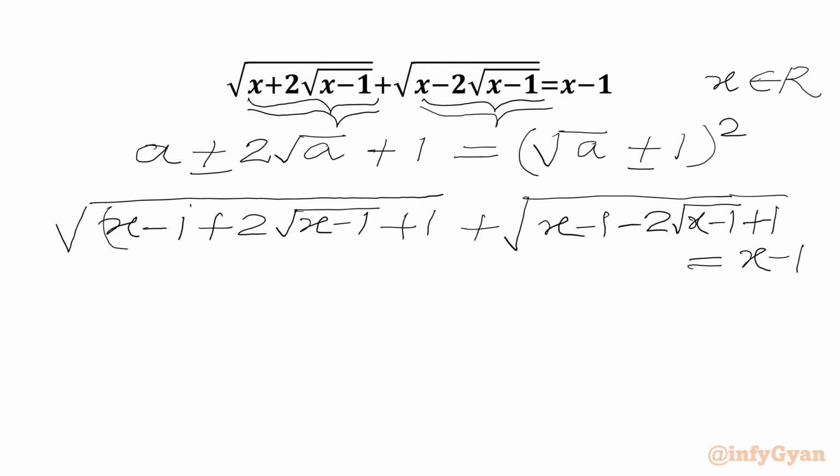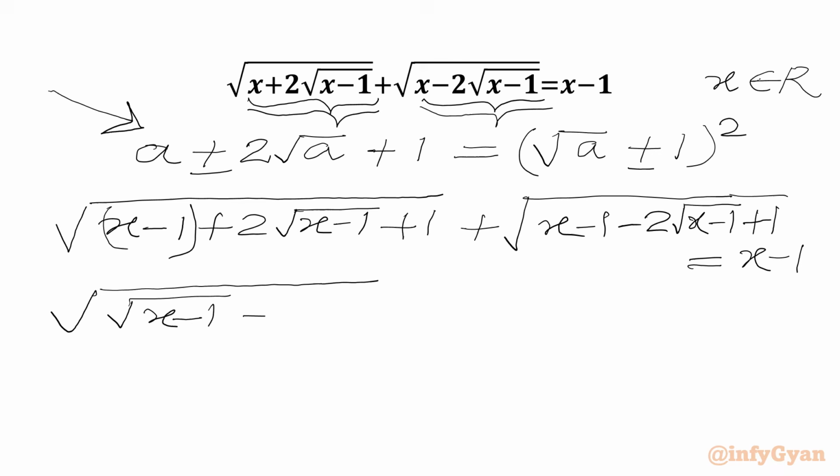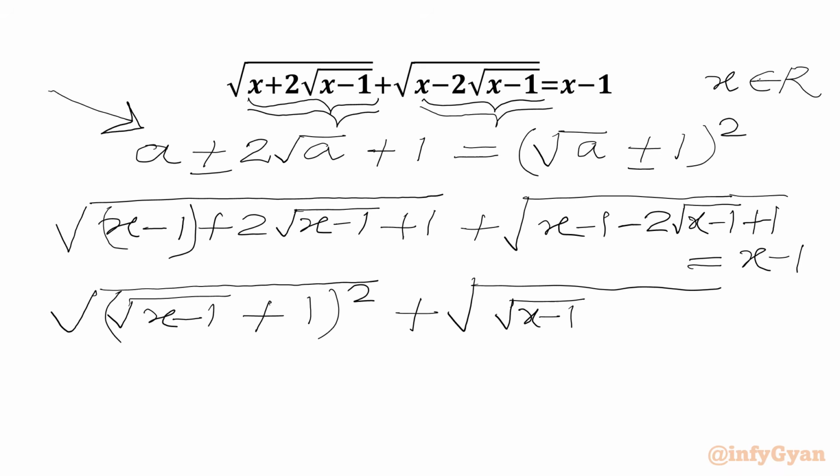Now a is x minus 1. Then it is matching with our algebraic identity: a plus minus 2 square root a plus 1 is equal to square root a plus minus 1 whole square. So here we can write square root of x minus 1 plus 1 whole square plus square root of x minus 1 minus 1 whole square equal to x minus 1.